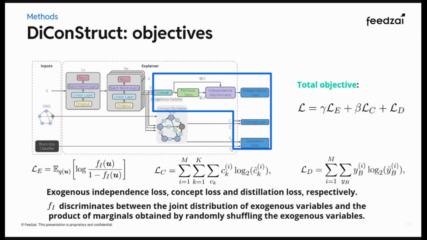The second loss is a cross-entropy loss for the concept prediction task, and the third is the cross-entropy for the main classification task. The three objectives are combined using two hyperparameters gamma and beta, which determine the strength of the exogenous independence and concept losses compared to the main classification loss.